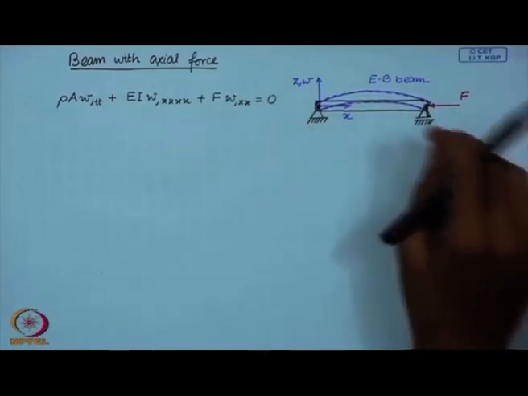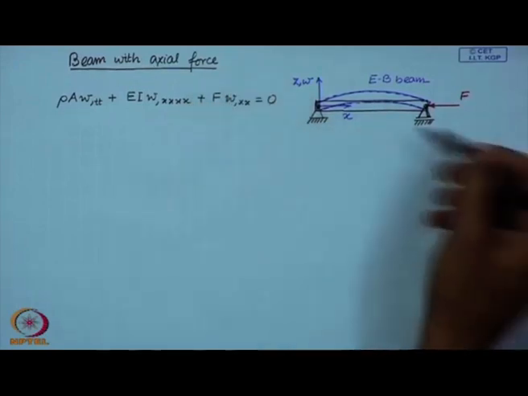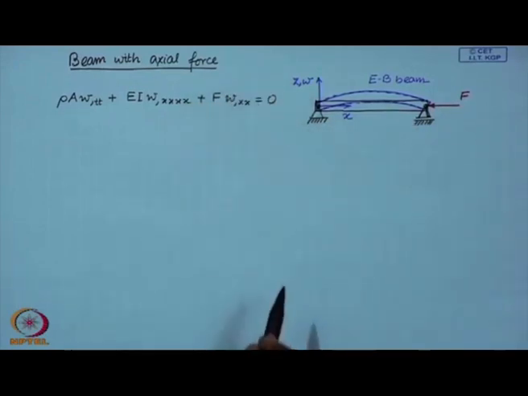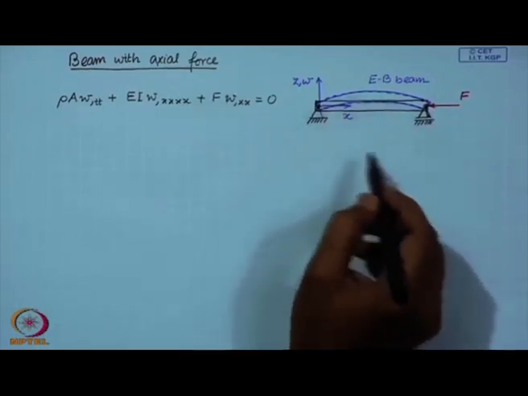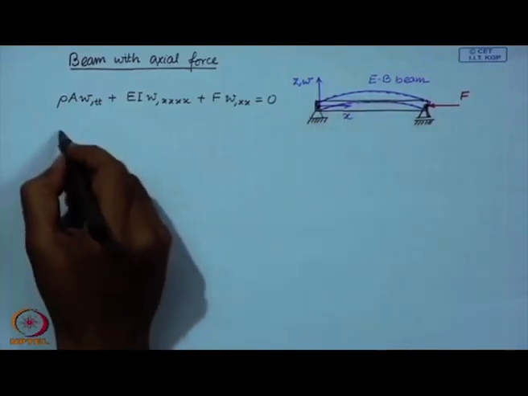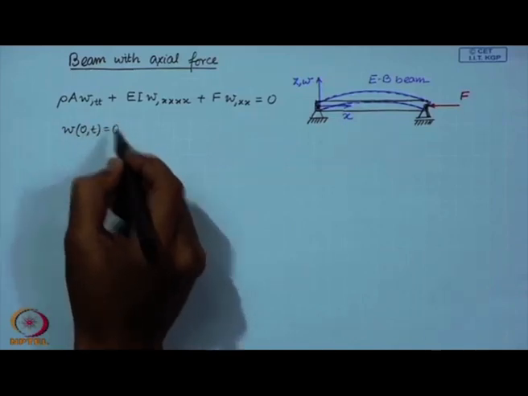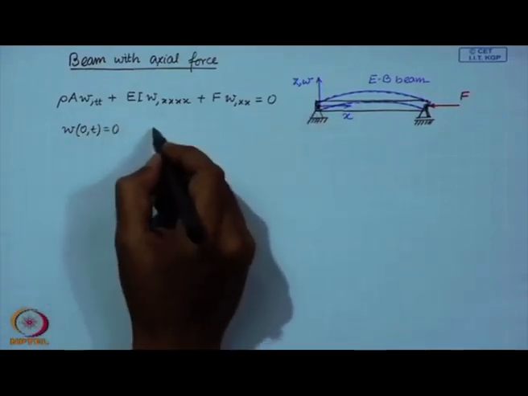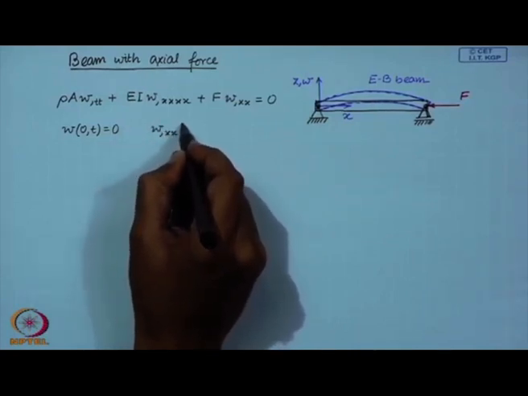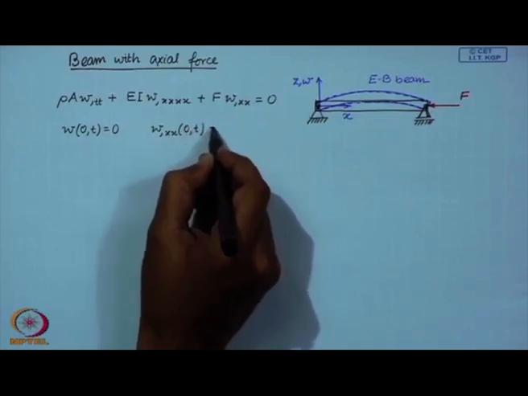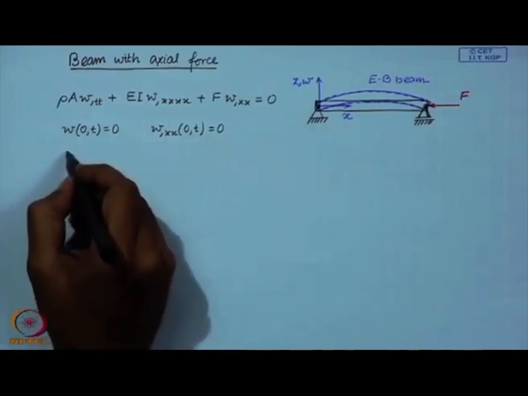In the case of strings, for example, the force is tensile, so this is with a negative sign. Now it is compressive. So, this is the term because of the axial force. Now, the boundary conditions: the deflection and the bending moment at 0 and L must vanish.